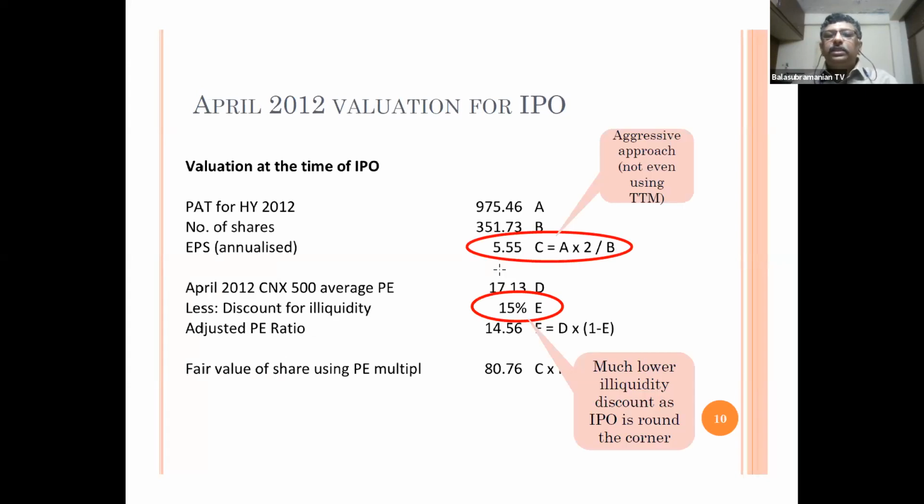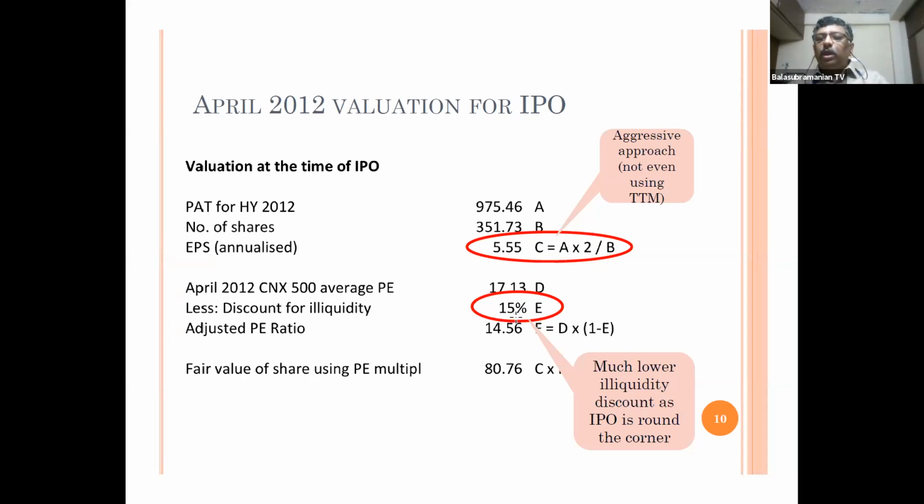Now you look at the next case scenario. The PAT for half year of 2012 was 975. Now they are not even taking trailing, they have taken half year and annualized it, possibly, and arrived at a much higher EPS to start with, 5.55 as against 2.4. This again is hindsight based on available information. I am back working to see what could be the logic, why aggressive stand and why conservative stand.